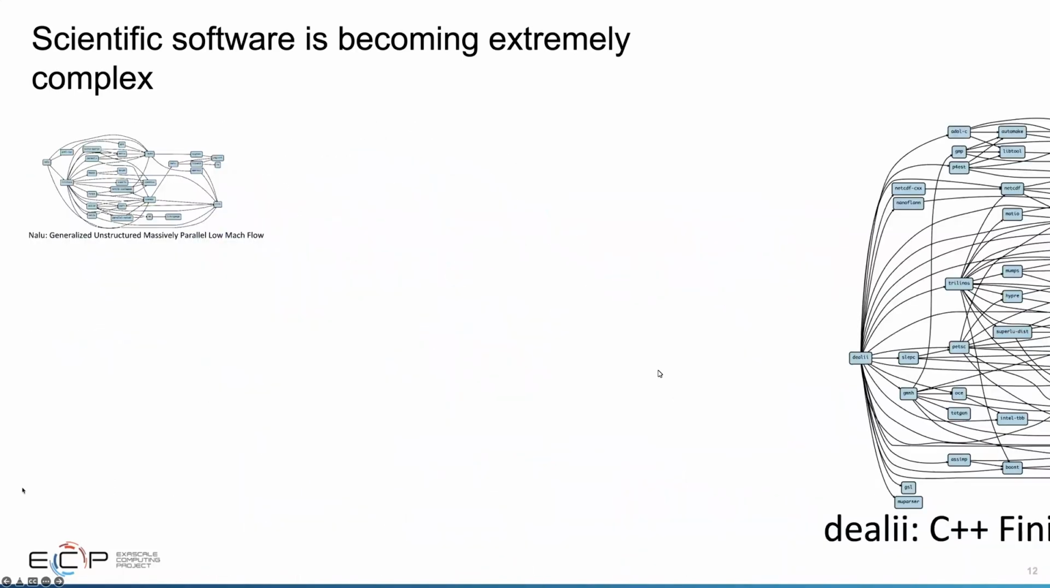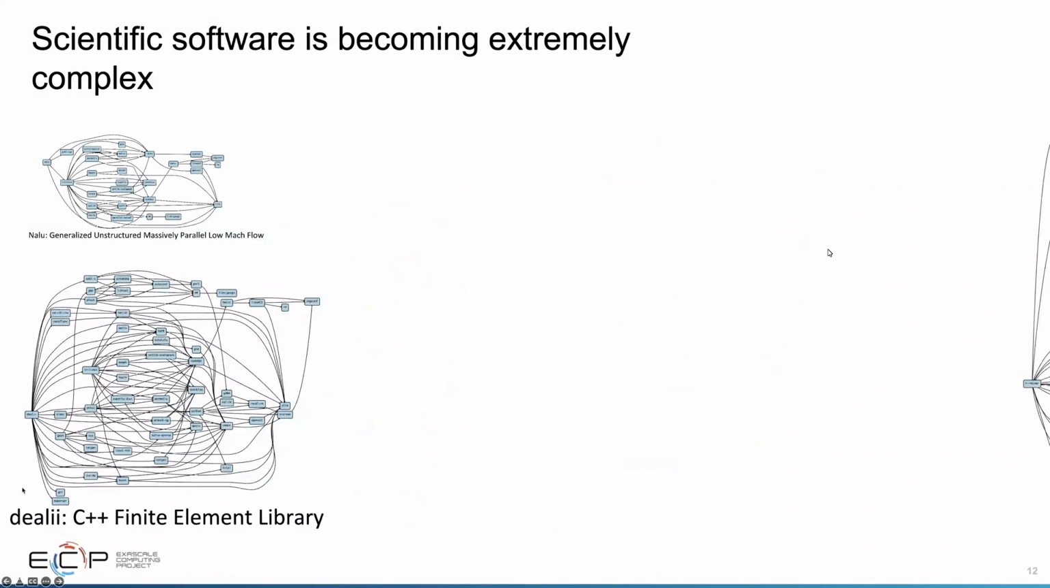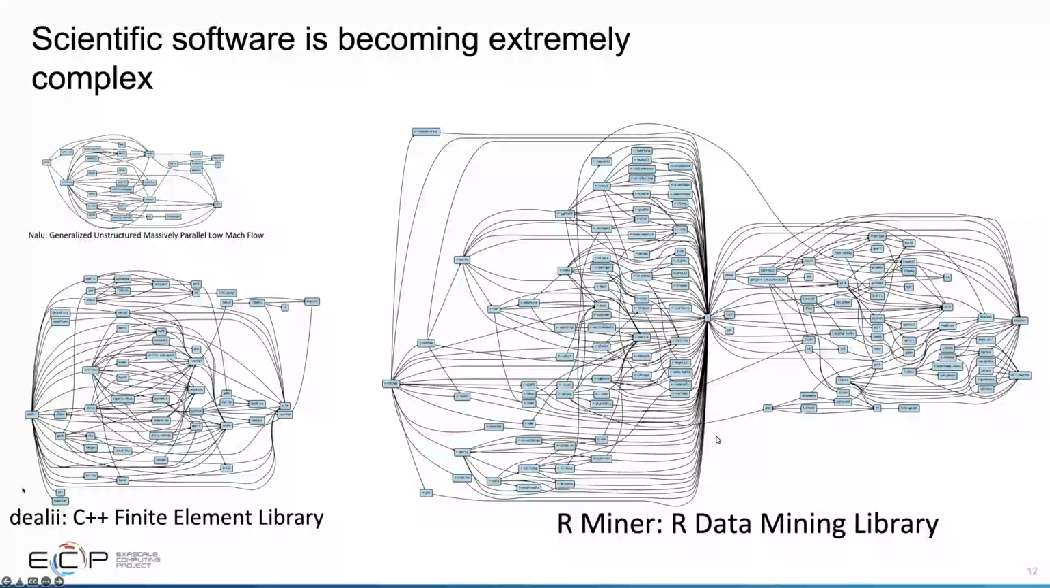And here is the dependency graph for Deal2, which is a C++ finite element library. And you can see the complexity growing in our software packages. This is the dependency graph of R miner, the R data mining library. And you can see how it depends on so many different packages which have to be correctly installed and functioning on the target architectures.